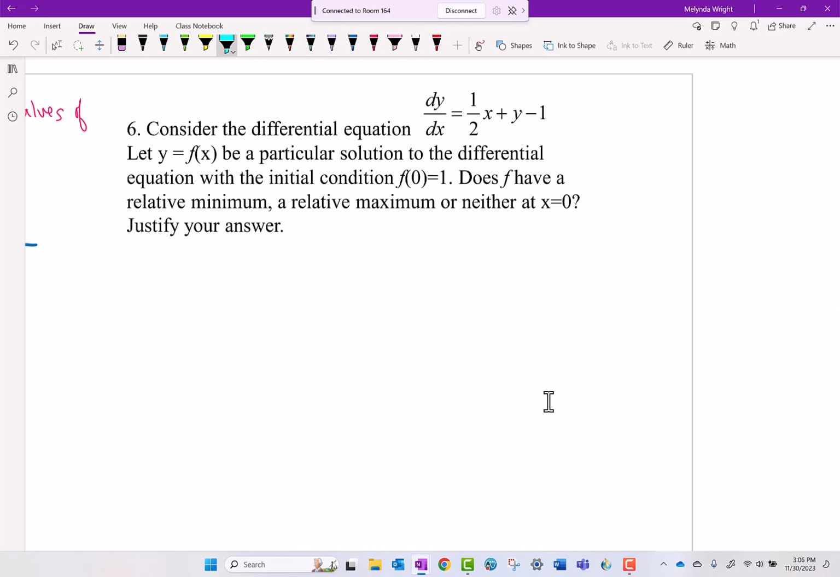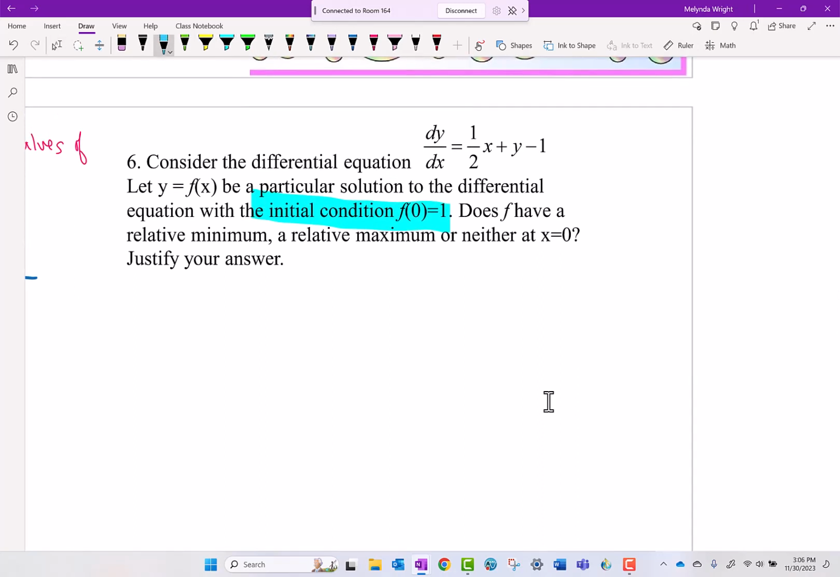So what does this mean? This means that this is a position value. It's the position value. The position is the solution, and the solution is the position. That's what a particular solution to a differential equation is. And f of 0 is 1 is a position value. So we're just digging into the words right now.